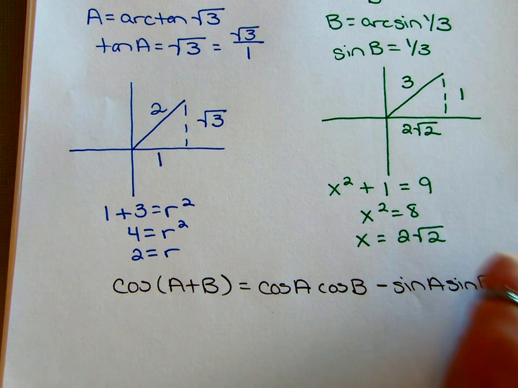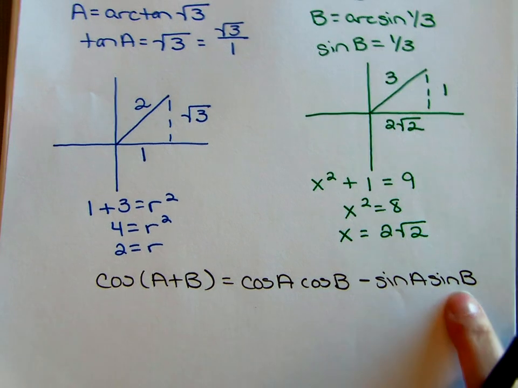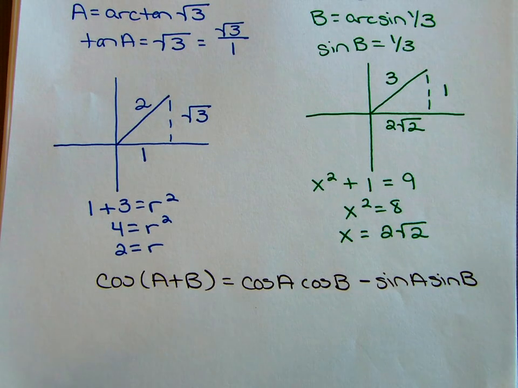And so we had to come up with these triangles because we can't find the cosine of A based on the arctangent if we don't have the triangle to figure out what the cosine of A is. And we can't find the sine of A, and we couldn't find the sine of B or the cosine of B in the same way. So now we need to figure out all of these values so that we can figure out what cosine of A plus B is.